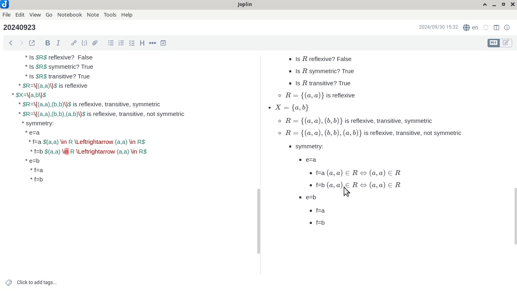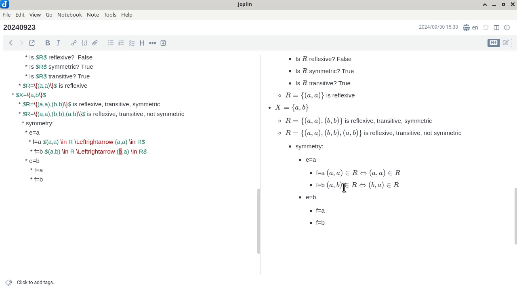But this time F is B. So we are looking at AB is in R if and only if BA is in R. In other words, the B is taking the place of the F. So in this case, it is not true because even though AB is in R, BA is not in R. So we end up with true if and only if false.